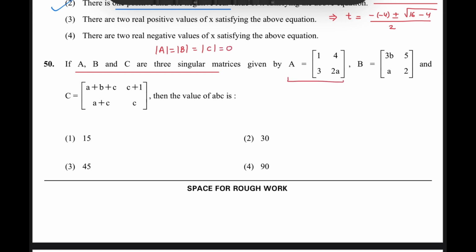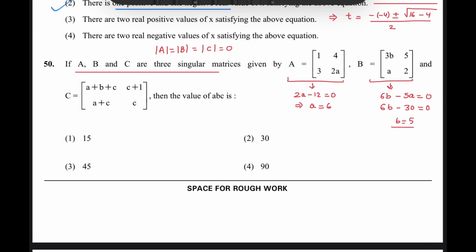Now, what is the determinant of this matrix? It is 2A minus 12, and that is 0. So that means A has to be 6. Okay, what is the determinant of B? So this is 3B into 2, 6B, minus 5 times A. This is also 0, but A is equal to 6, we can put that here. So that means 6B minus 30 equals 0. So that means B equals 5.